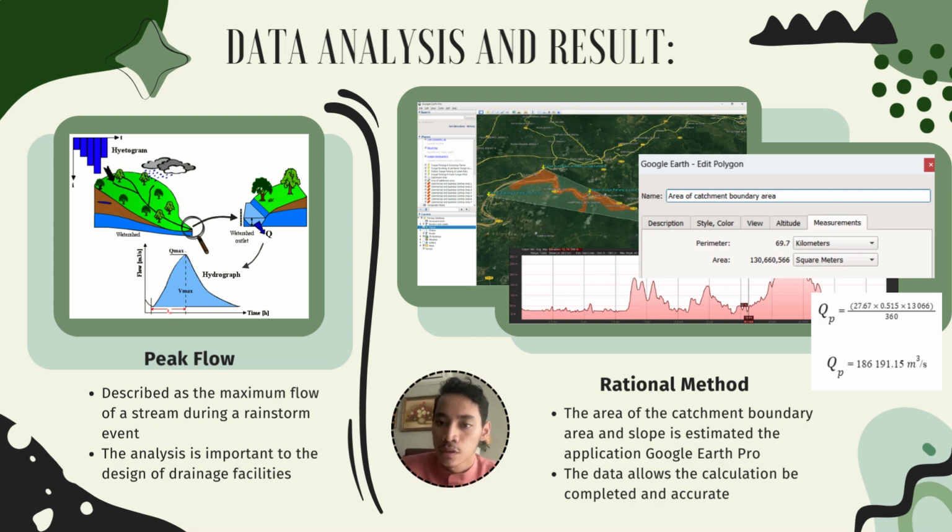So we just put it inside the formula, and the chosen station is Pintu Kawalan Pulau Kertam because that is the closest station to our catchment boundary area. Based on our calculation, we managed to obtain that our peak runoff, which is our peak flow, is 1086.15 meter cube per second.